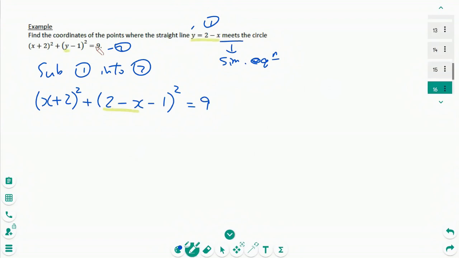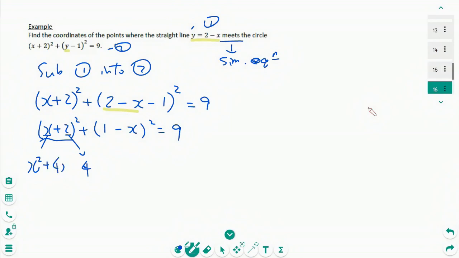Then I'm going to do a bit of simplifying. 2 minus 1 is 1, so (1 minus x) squared equals 9. I did explain how to expand a double bracket really quickly, see if you remember this. To expand a square bracket, you do x squared and then 2 squared, which is 4. In the middle, you do 2 times the terms: 2 times x times 2, which is 4x.